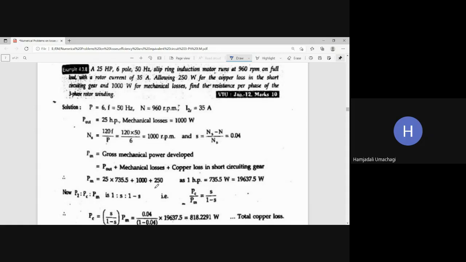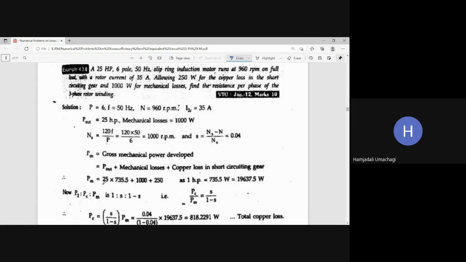We know that to convert HP to watts, 1 HP is equal to 735.5 watts. This information you should take, and after solving, we'll be getting Pm value as 19,637.5 watts. So 19,637.5 watts is nothing but the gross mechanical power Pm.